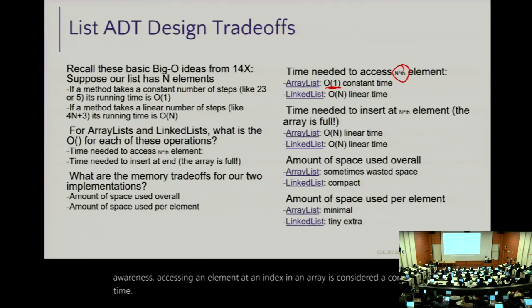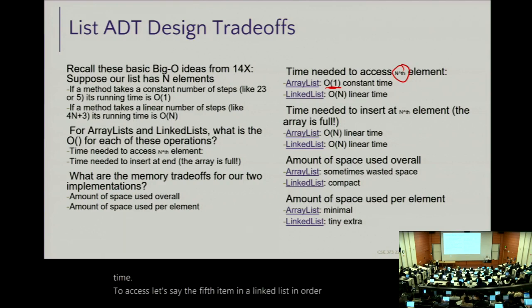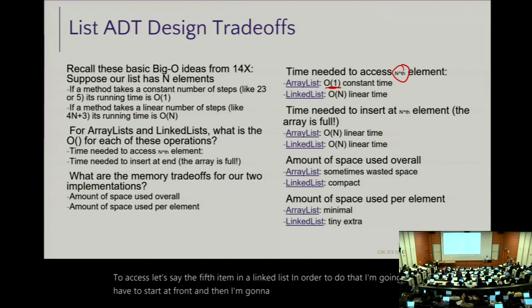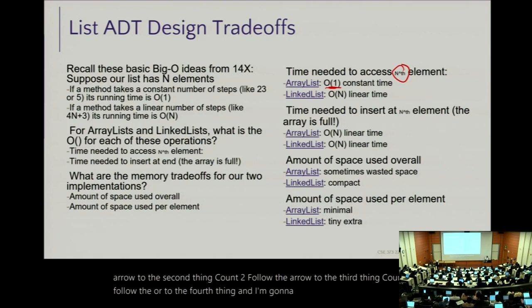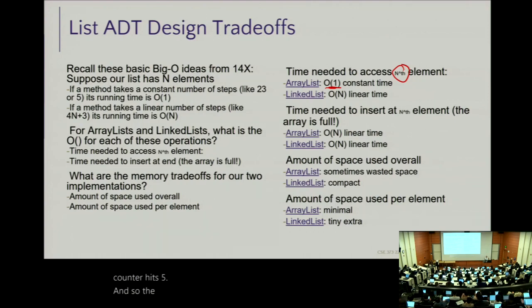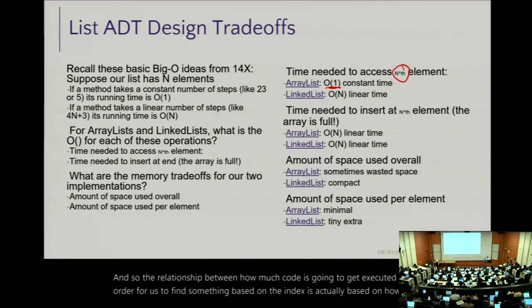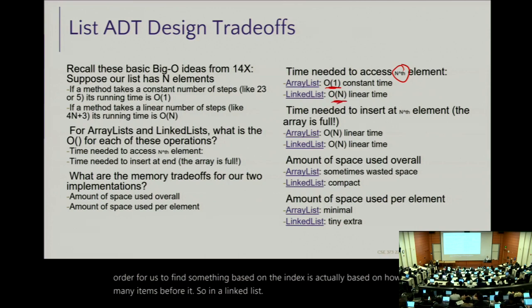However, to access, let's say, the 5th item in a linked list, I'm going to have to start at the front, and then maybe make an int and say, okay, the first thing is the first one, count 1, and then follow the arrow to the second thing, count 2, follow the arrow to the third thing, count 3, follow the arrow to the fourth thing, and I'm going to have to do that until my little counter hits 5. And so the relationship between how much code is going to get executed in order for us to find something based on the index is actually based on how many items come before it. So in a linked list, that is now linear time to get the nth element out.